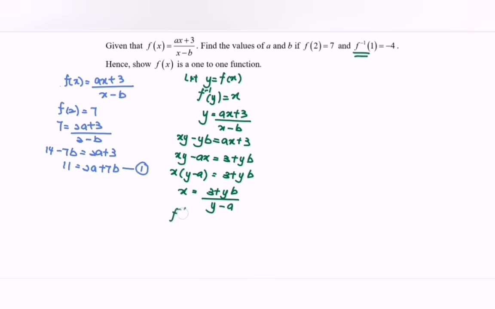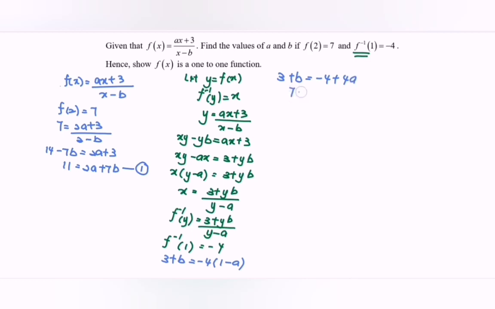Continue. F inverse of y is (3 plus yb) over (y minus a). So f inverse of 1 equals negative 4. So kindly cross multiply the situation. So we will have 3 plus b equals negative 4 times (1 minus a). So finally we have 3 plus b equals negative 4 plus 4a. Rewrite the situation: 7 equals 4a minus b, second equation.